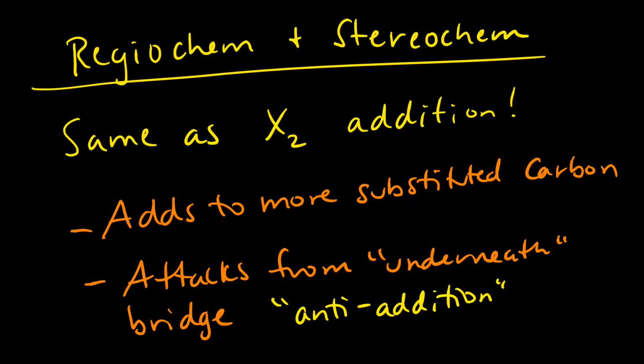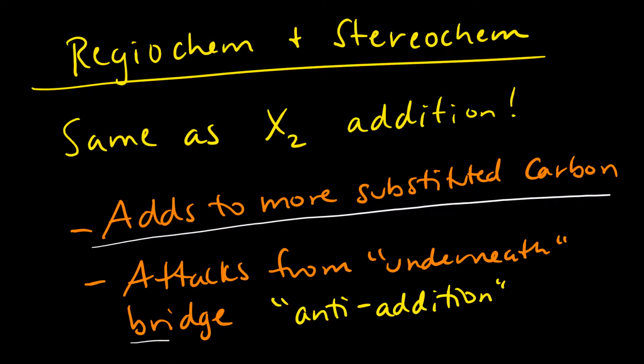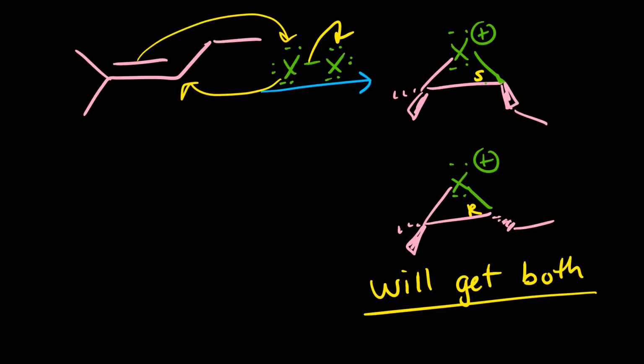The regio and stereochemistry is exactly the same as for the X2 addition. So the nucleophile is going to add to the more substituted carbon of the halonium ion, and it's going to attack from underneath via an anti-addition. Let's take a look at this one. If we add X2 across the double bond, notice that there's really two different halonium ions that can form. One that would leave an S configuration on the right side, and one that would leave an R configuration on the right side. And you will get a mixture of both of these.